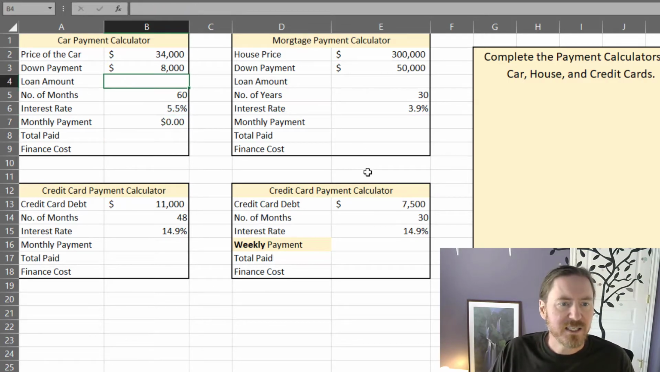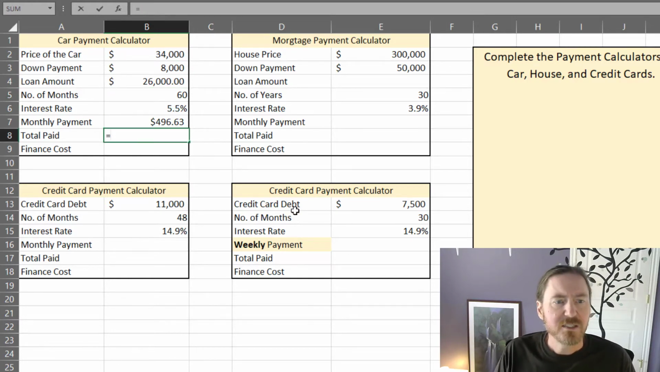Close that out, and then I got to do some math here. It looks like equals the price of the car minus the down payment is going to give me that loan amount. Payment is just under $500. What's the total paid? Total paid is going to be equal to the monthly payment times the number of months I paid it, plus the down payment. That's the total paid, about $37,800.